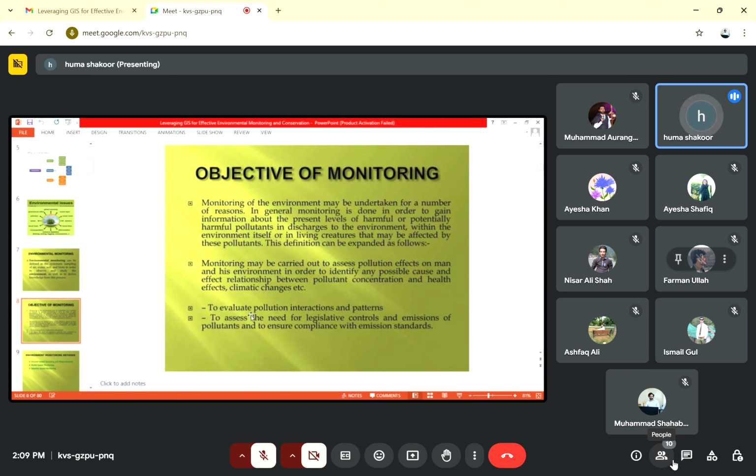to evaluate the pollution interactions and patterns, to assess the need for legislative controls and emissions of the pollutant, and to ensure compliance with the emission standard. It is very important that we balance all of these emissions and issues with the permissible exposure limit, to protect our environment and to protect human beings.